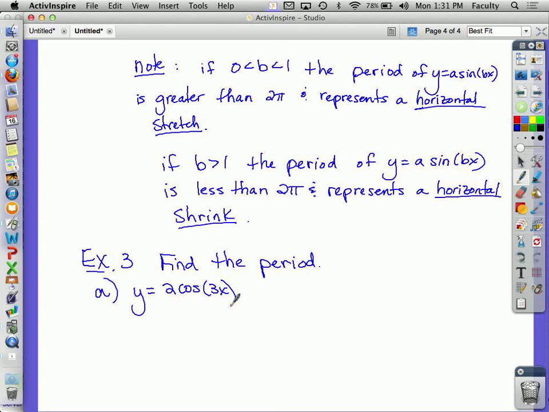Alright, so if I have y equals 2 cosine 3x, then the period length is 2 pi divided by the b, so it's just 2 pi over 3. And do you see that that is a horizontal shrink? Because that's not definitely as big as 2 pi. It's a lot smaller.